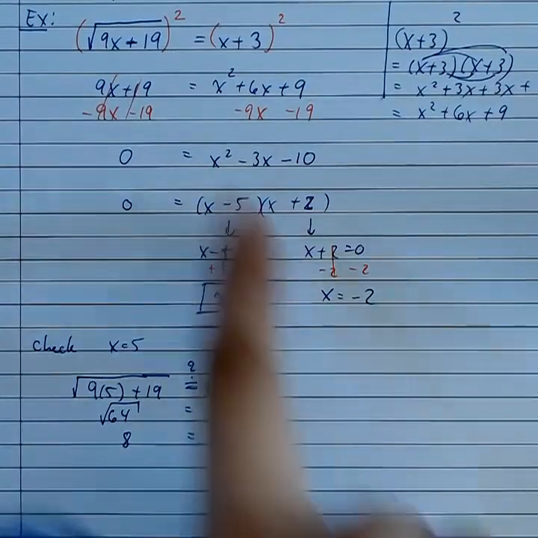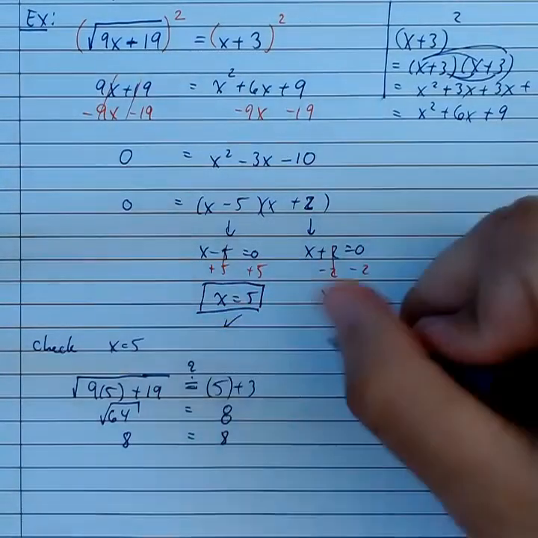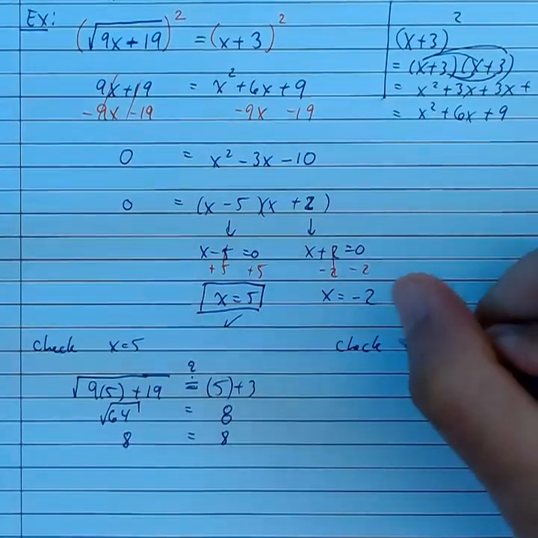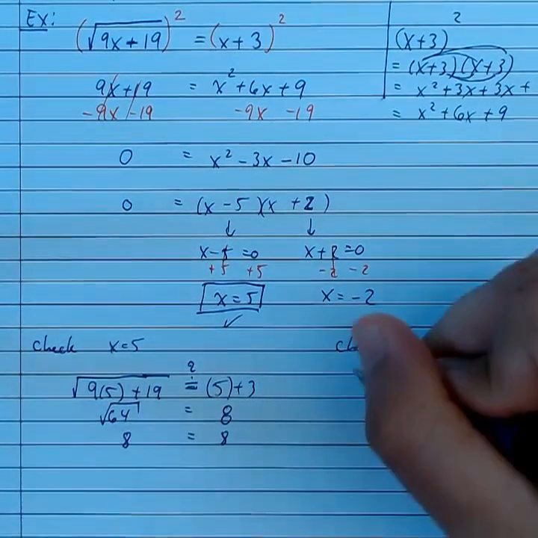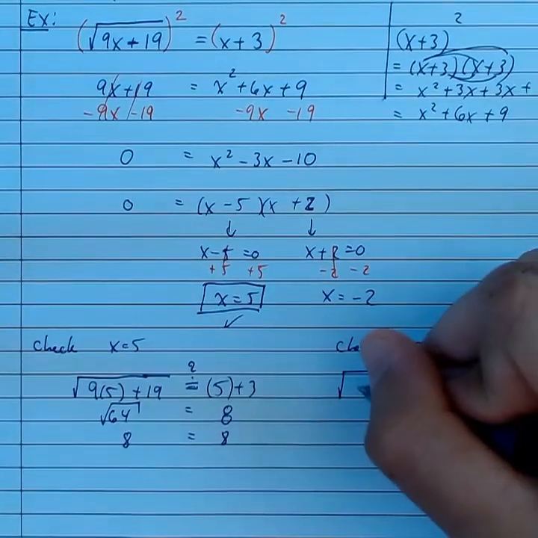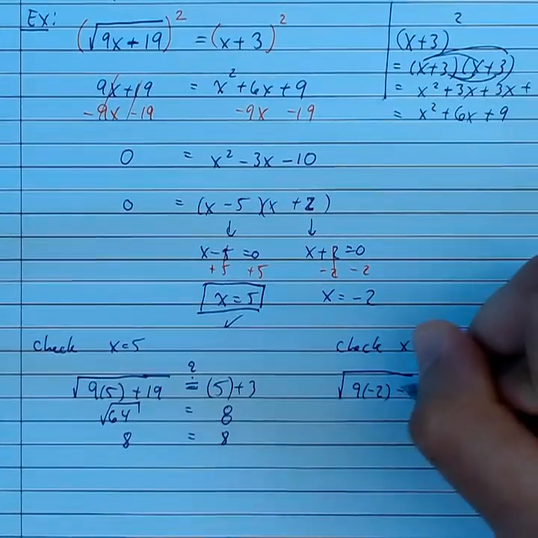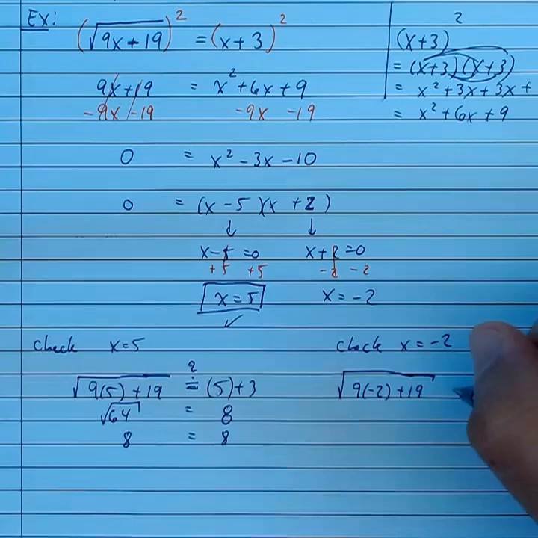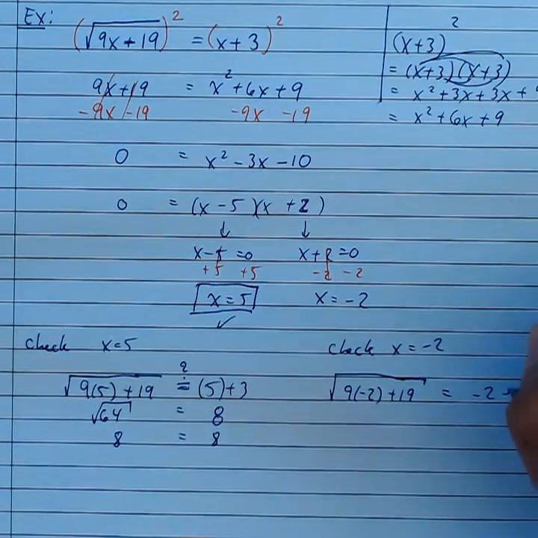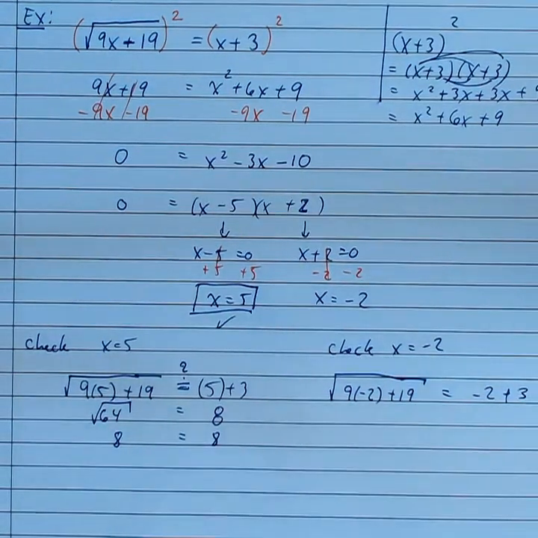All right, let's try negative 2. Let's plug it in there. Let's see what happens. Let's go ahead and check x equals negative 2. That's going to be the square root of 9 times negative 2 plus 19 equals negative 2 plus 3. And let's see if that works.